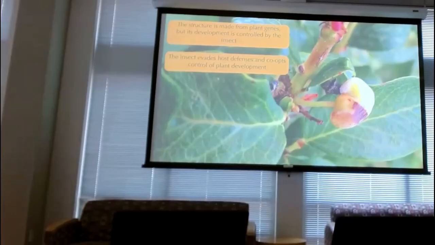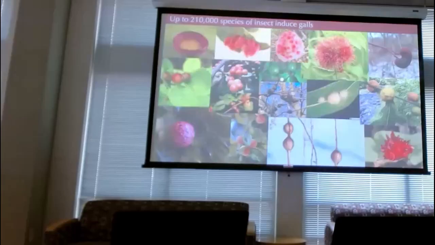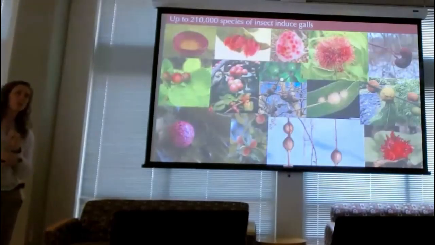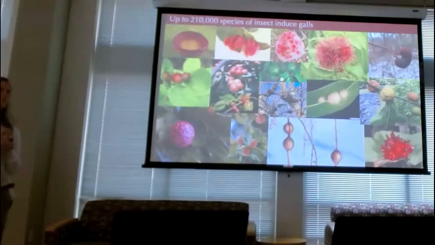So not only does the insect have to evade host defenses, similarly to any other herbivore, it also has this extra step of co-opting control of plant development and forcing that plant to then rechange its entire developmental program to make this unique structure. So there are about 210,000 species of gall-inducing insects. It's evolved at least a dozen different times. It's a very popular kind of evolutionary intervention.